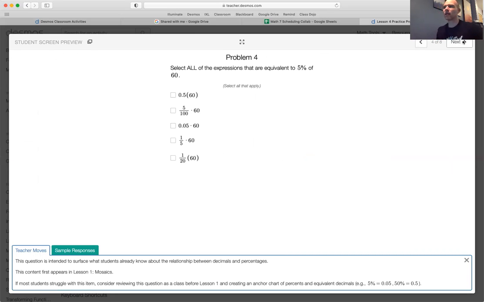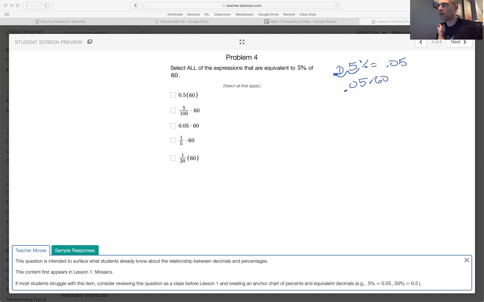Problem 4 says, select all of the expressions that are equivalent to 5% of 60. Okay, so when I hear that word "of," it makes me think of multiplying, right? 5% of 60, I want to do 5% times 60. If I want to turn 5% into a decimal, I have to be careful. The decimal point is right here. I go 2 spaces, 1, 2, which creates this gap that I have to fill with a 0. And so 5% is 0.05.